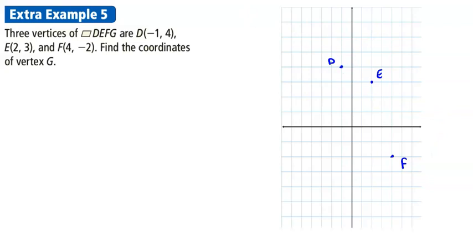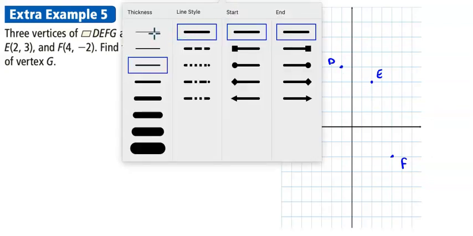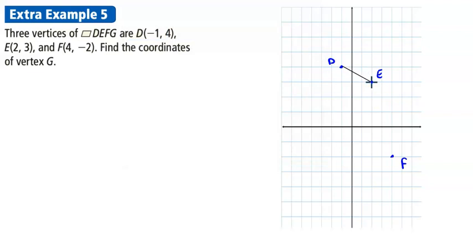So just draw a line to connect all these. Keep this a little thinner. Okay, so now I need to find vertex G. So D goes to E, D goes to F, F goes to G. I need to make sure that the way that F goes to G is in the same manner that D goes to E.